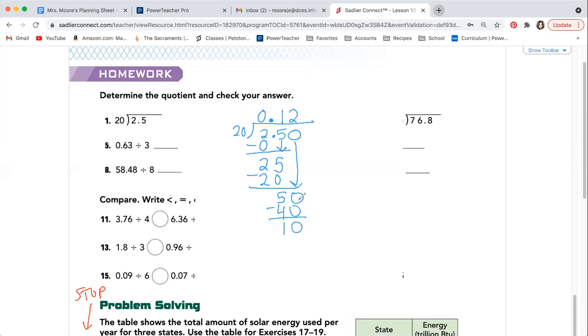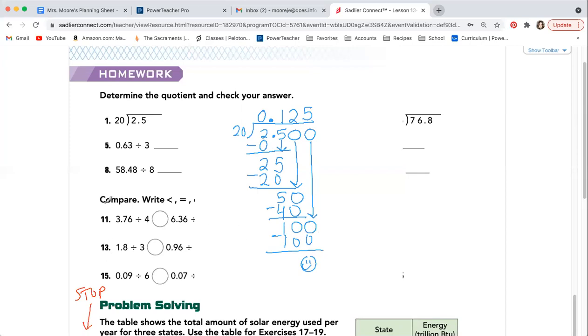So what do I do? Add another 0, pull it down. Okay, 20 goes into 100 how many times? Count by 20s: 20, 40, 60, 80, 100. 5 times. And 5 times 20 is right on the money, right? So as soon as I reach the end where I have a 0 remainder, I can stop.